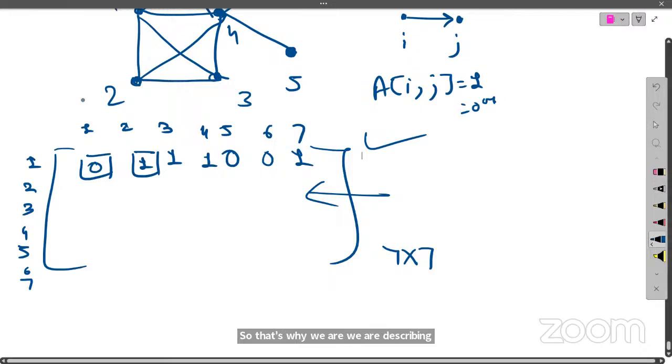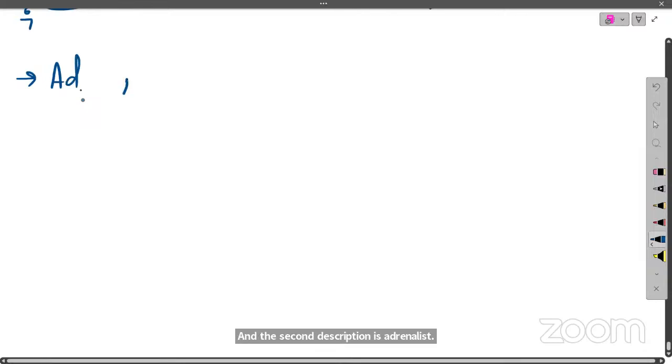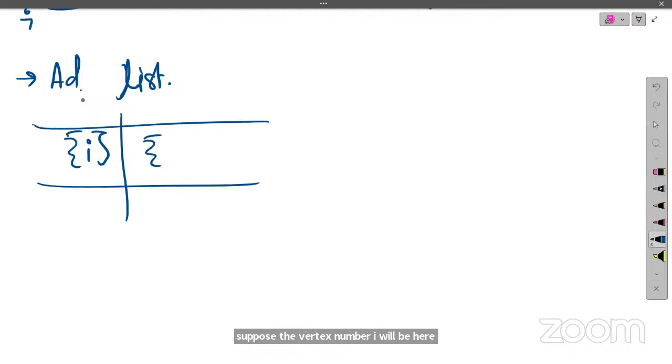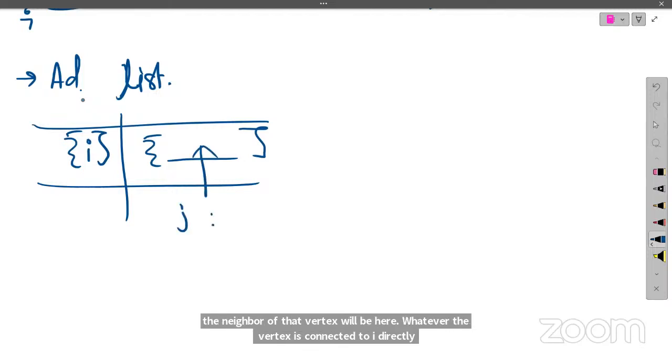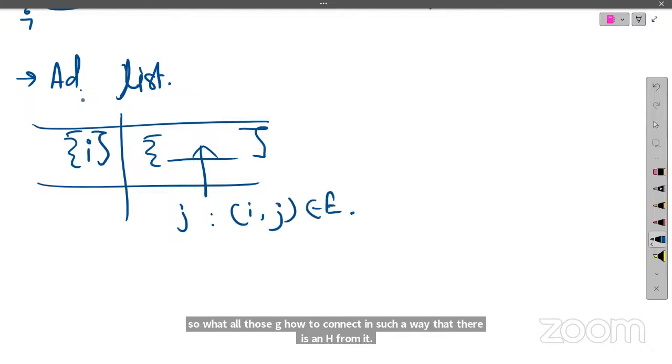And the second description is the adjacency list. An adjacency list is nothing but a list of every vertex and the neighbors of that vertex. Suppose the vertex number I is here, and the neighbors of that vertex will be listed here: whatever vertices J are connected to I directly, such that there is an edge from I to J. So this list is known as an adjacency list.